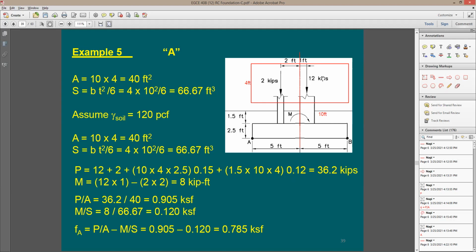So this side is going to be seeing here more compression than this side. Therefore, the section modulus or moment of inertia is going to be about this axis. This is going to be B and this is going to be H. Or this is going to be B and this is going to be T, if you like.